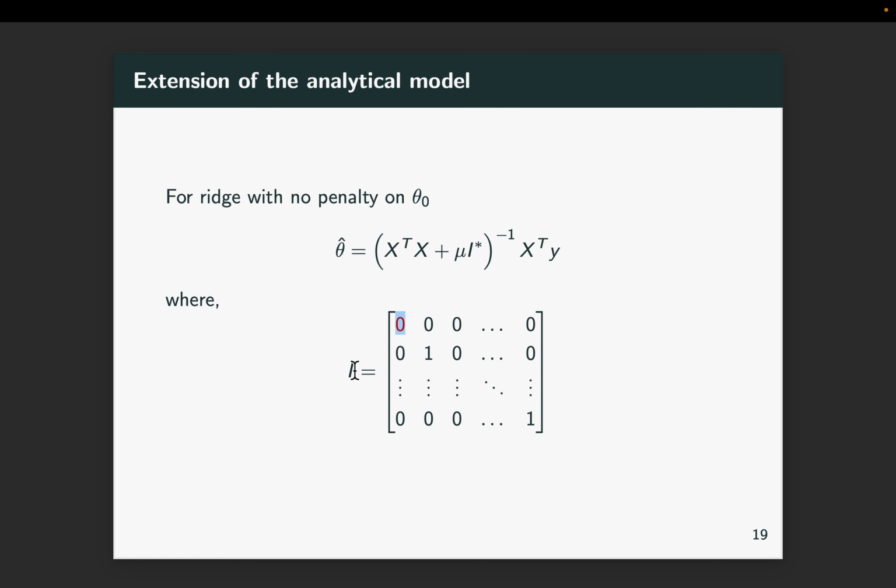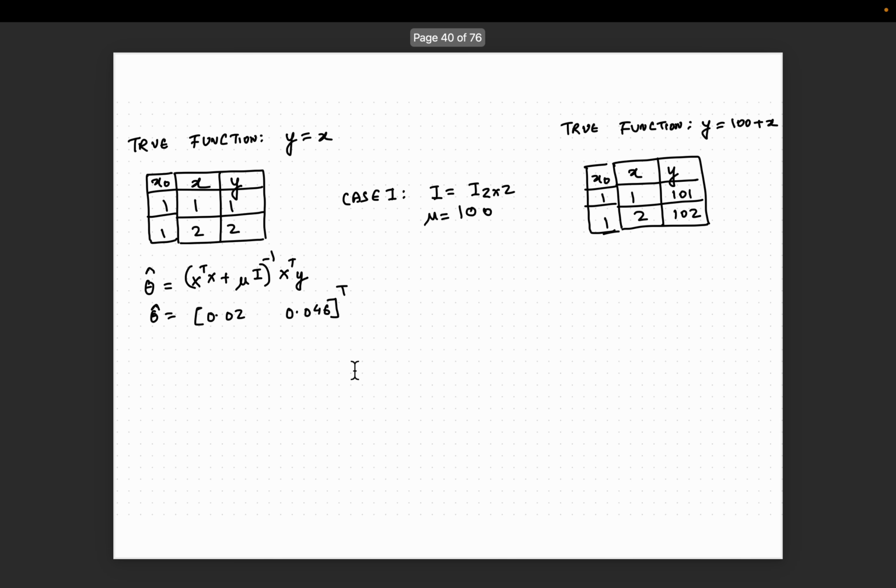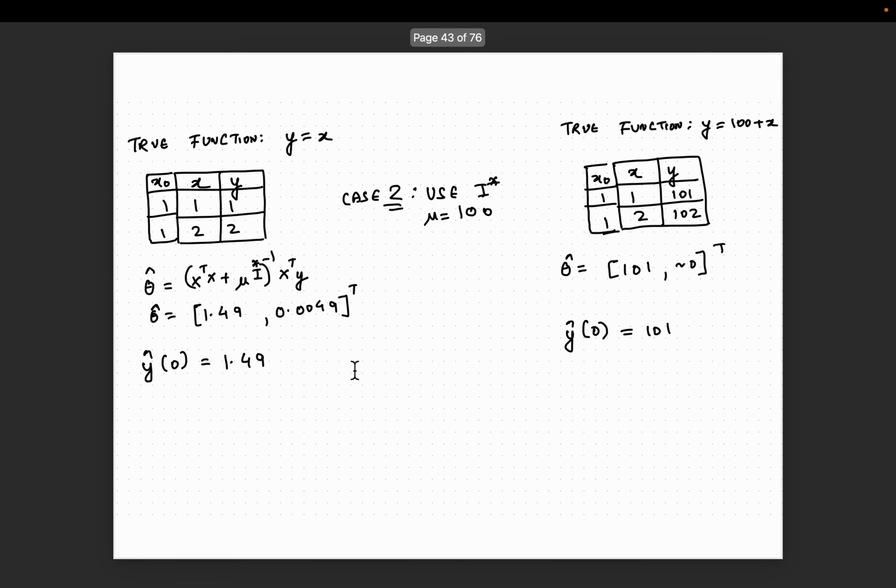Now, if instead of using I, I use I star, then the value which I learn here is theta hat equal to 1.5 and 0, and the theta hat that I learned for the second data set is 101 and something, 0.